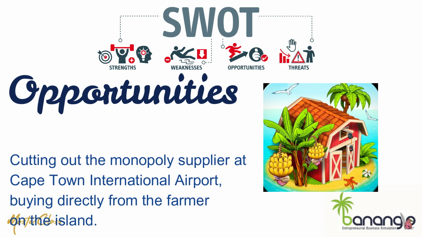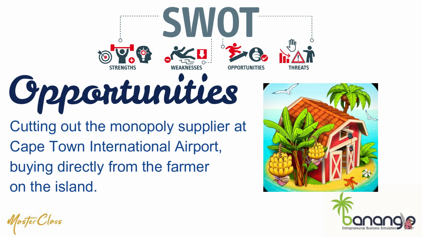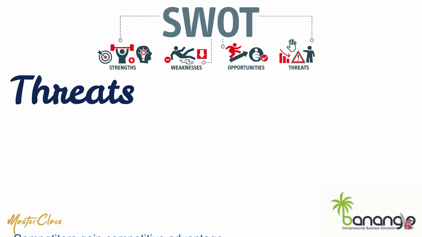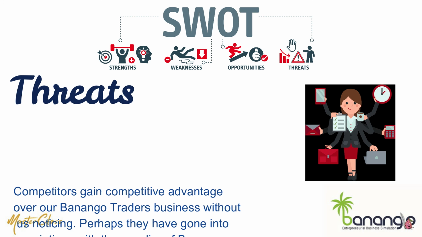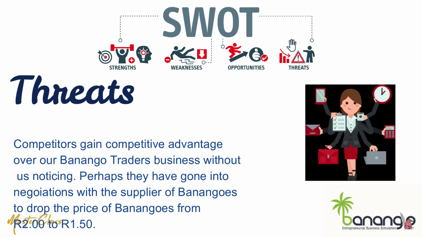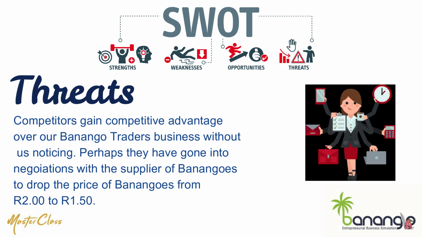Opportunities, purchasing function. Cutting out the monopoly supplier at Cape Town International Airport and buying directly from the farmer on the island. And finally, threats, the administrative function. Competitors gain competitive advantage over our Benango traders' business without us noticing. Perhaps they have gone into negotiations with the supplier of Benangos to drop the price of Benangos from 2 Rand to 1.50 Rand.